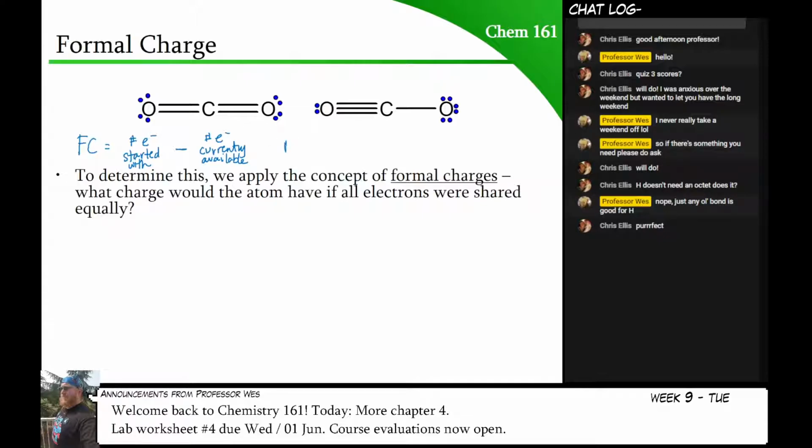The caveat that we're going to employ here, though, is that all bonds share electrons equally. In other words, I'm going to say, okay, how many electrons are available around this oxygen? Well, if each of these lines is my electron, I'm going to split the electrons evenly between atoms. So I'm not going to double count them. I'm only going to count what's available after I've shared away the electrons equally.